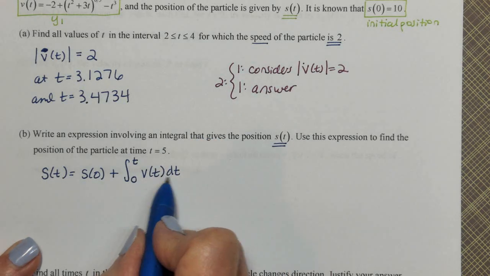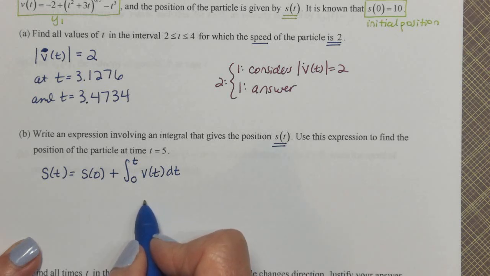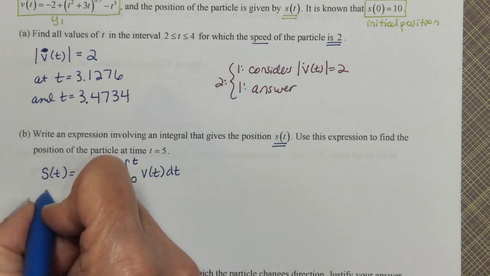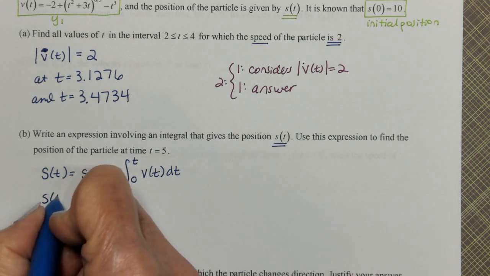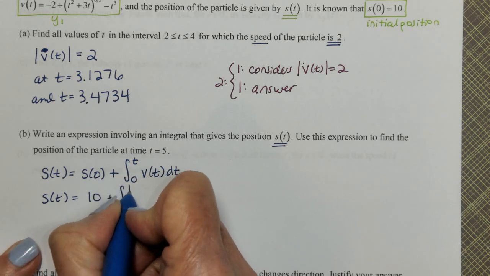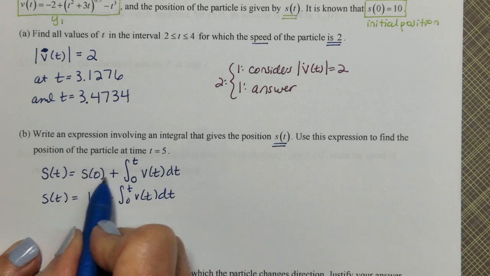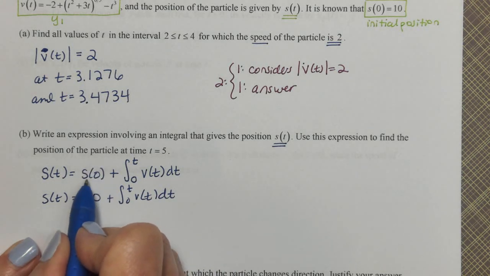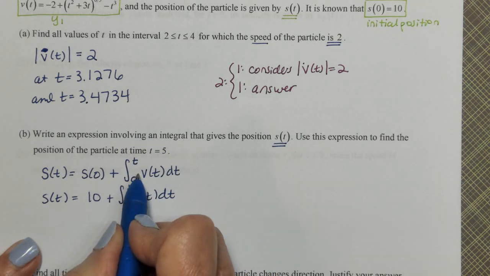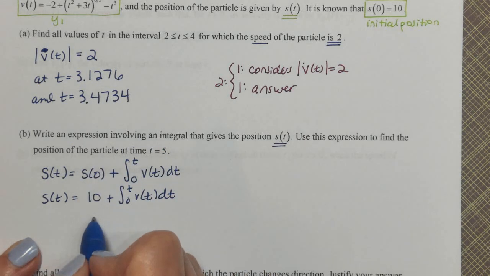If you don't like having t's back here, change them to x's or some other letter. Okay? But this works well for me. We should put in 10 for s of 0, because this is not a safe stop spot. The integral is fine because they told us it would involve an integral, but this is not a safe stop spot, so we need to give the value for that.